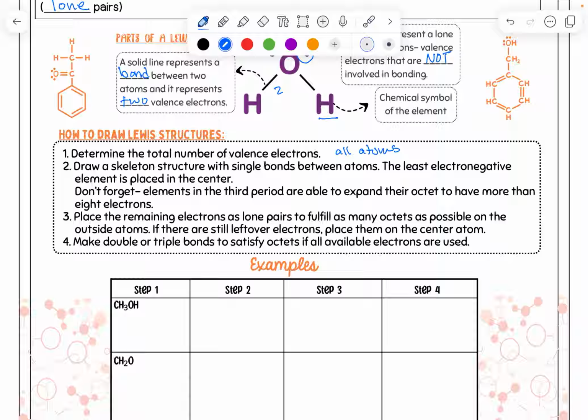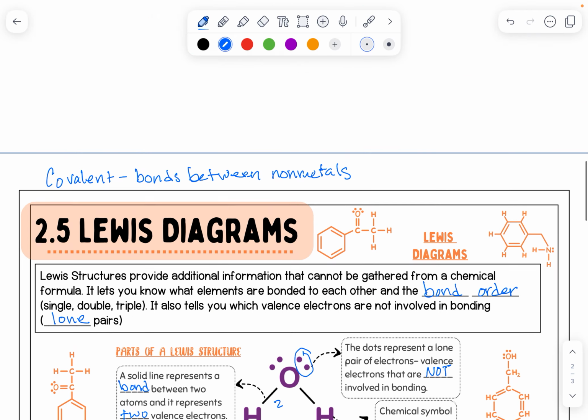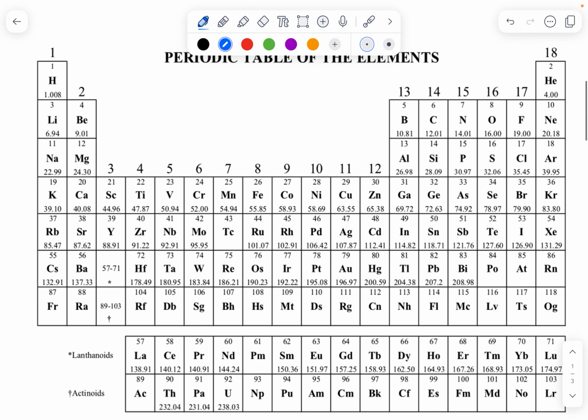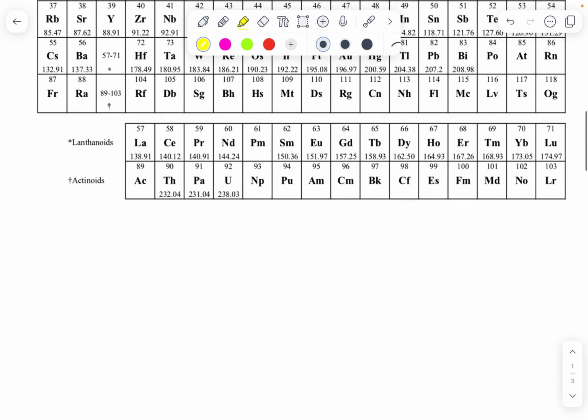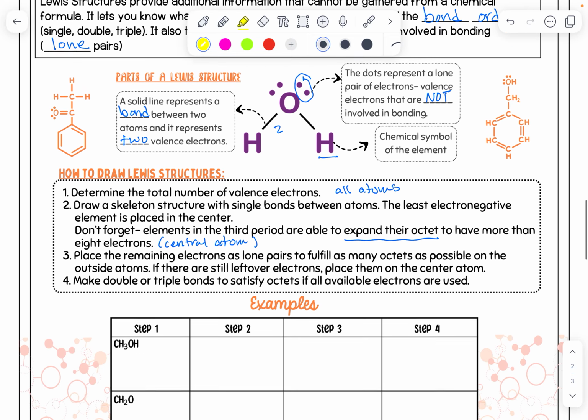And don't forget that elements in the third period are able to expand their octet, which means the central atom can have more than 8 electrons. So what's the third period? We'll just highlight it here. So we're talking about this row, okay, right there. So like sulfur can have more than 8 electrons on its central atom because it's big enough to accommodate that. Remember, as you go down the periodic table, the size gets bigger.